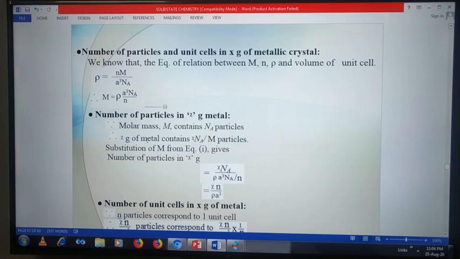So therefore, x gram of metal contains, we just cross multiply, we get this relation, that is x into NA upon M. So that is the number of particles present in x gram of metal. Now we can substitute the value of this molar mass in this equation from equation first. So we put this value of capital M, the molar mass, in this equation, and so the number of particles in x gram of metal is equal to x NA upon rho a cube NA upon n. We just put the value of molar mass from equation first here.